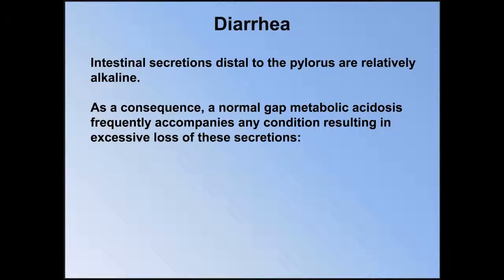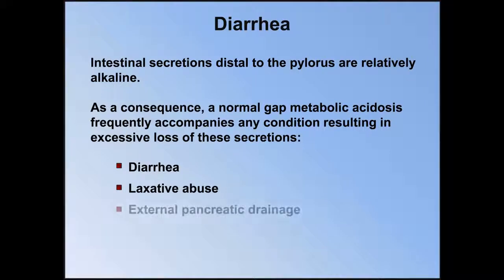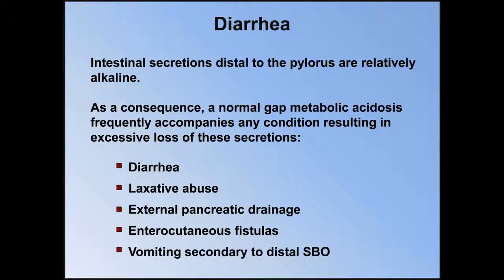This most commonly occurs with diarrhea, but can also be seen with laxative abuse, external pancreatic drainage, an enterocutaneous fistula, and vomiting secondary to a distal small bowel obstruction in which the vomited bicarbonate from intestinal secretions can outweigh the vomited hydrogen ions in stomach acid.